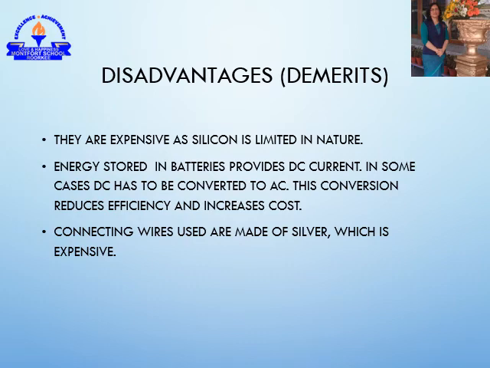They are expensive as silicon is limited in nature. The energy stored in the batteries provides DC current. Now students, in some of the appliances we usually use AC. So there is a need to convert this DC current into AC. Hence the conversion reduces the efficiency and increases the cost of the appliance. Now the connecting wires used are made up of silver. You know that silver is a very expensive material.